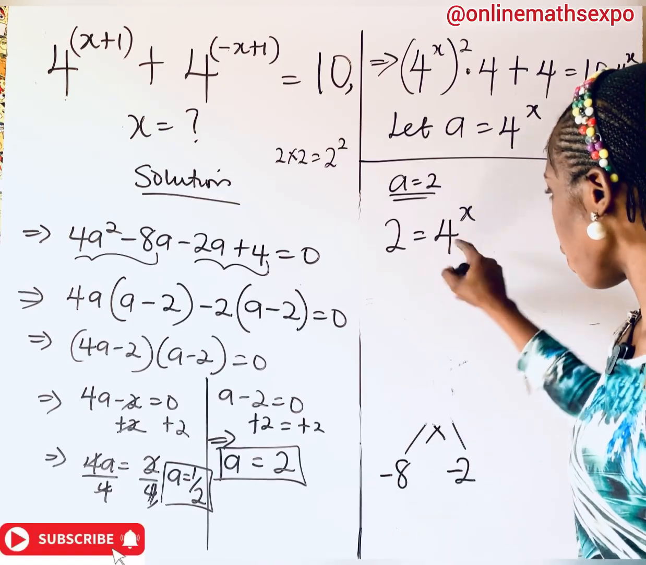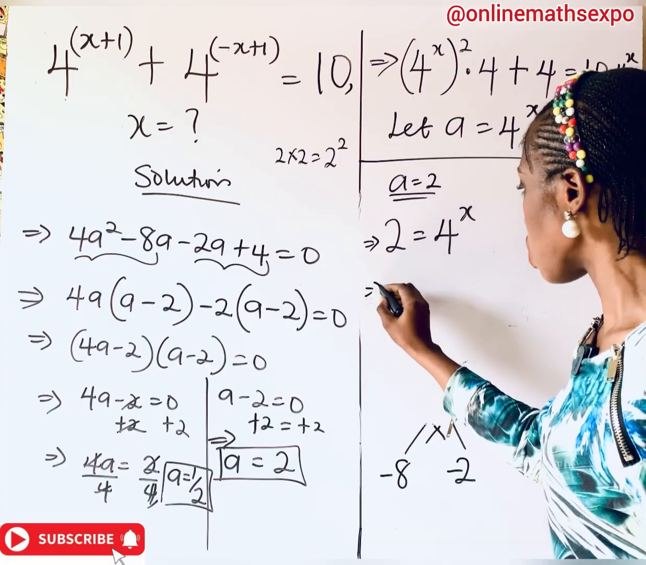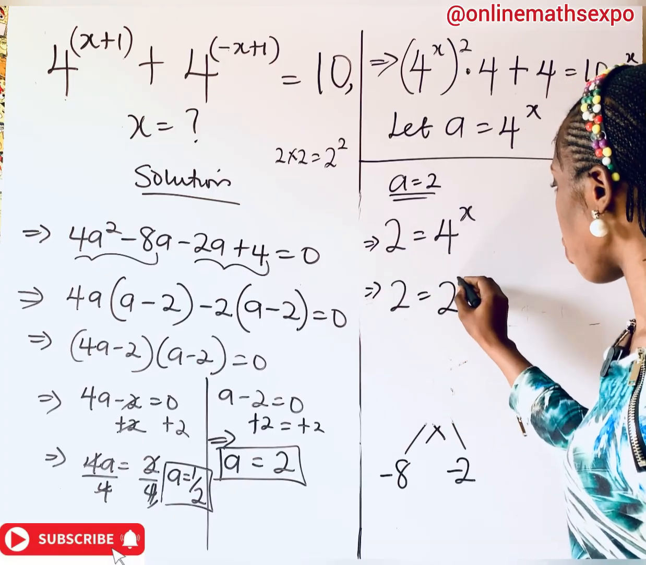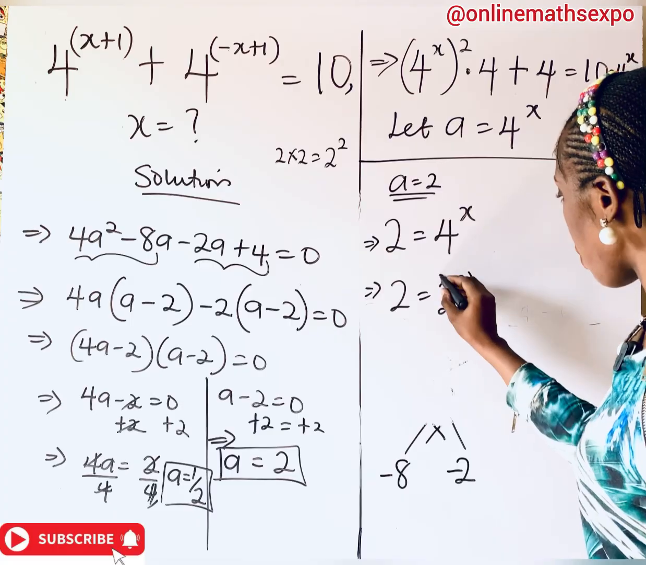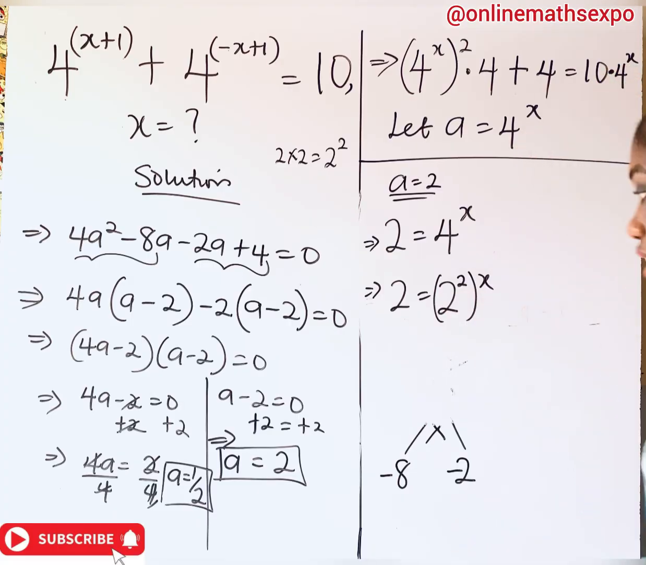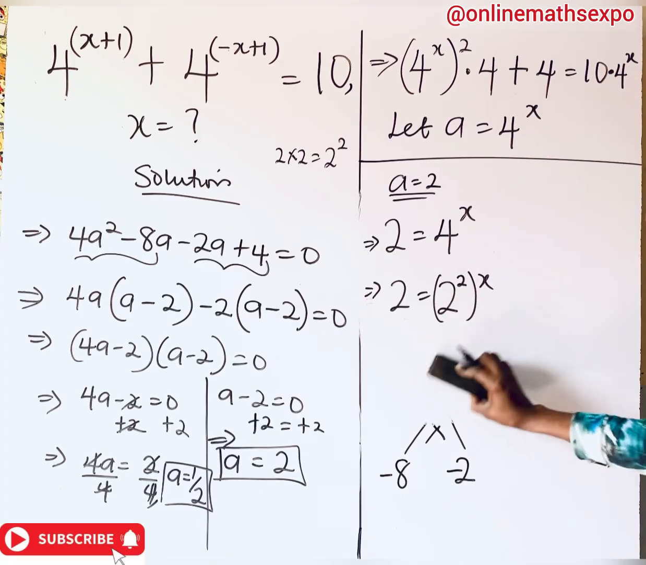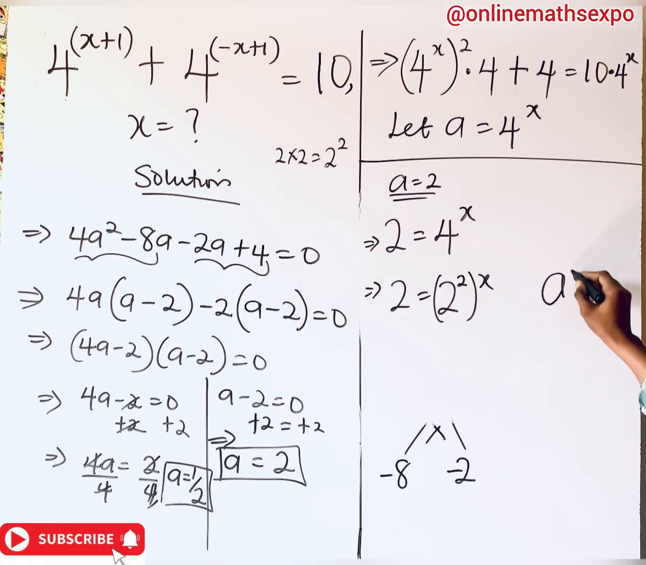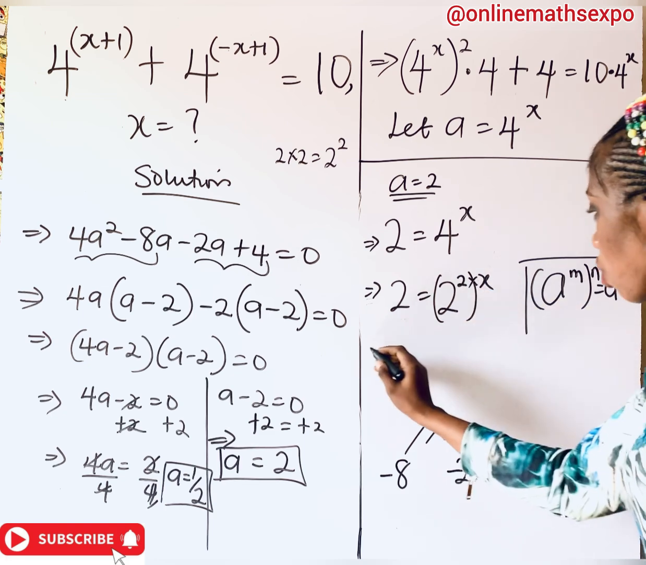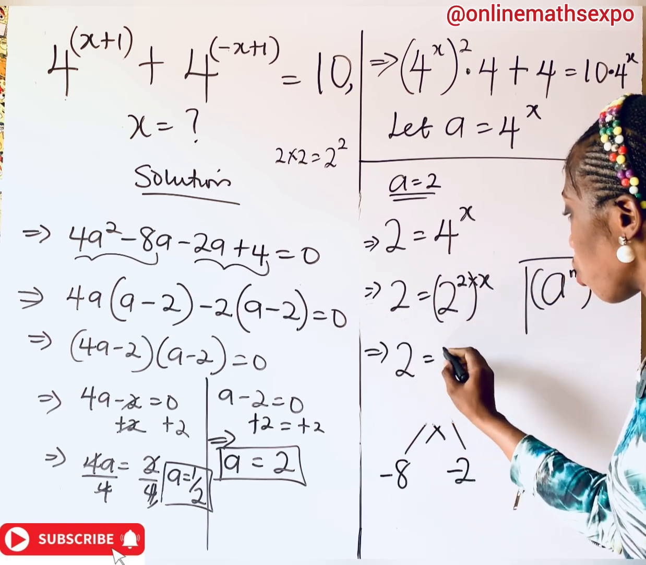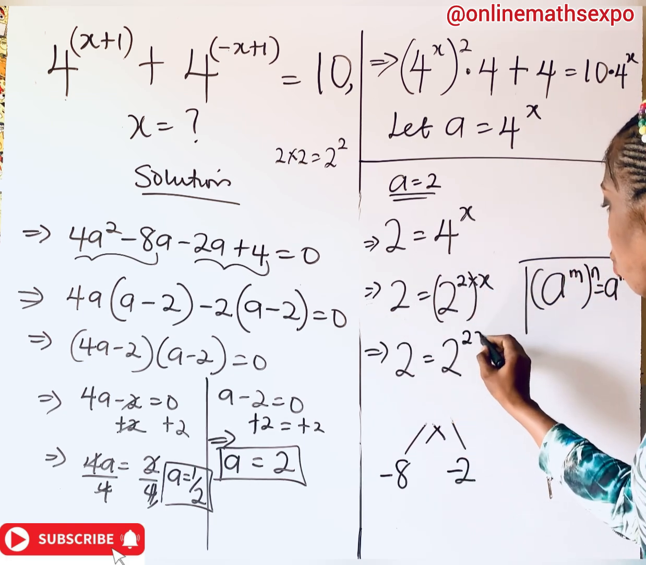Now remember, 4 is the same as, we can express 4 as 2 to the power of 2, then raised to the power of x. I hope this is clear. Now there's this rule of exponent which says a to the power of m to the power of n is a to the power of mn. You multiply. So in this case, we can multiply the power. Okay, so we are going to have 2 is equal to 2 to the power of 2x.